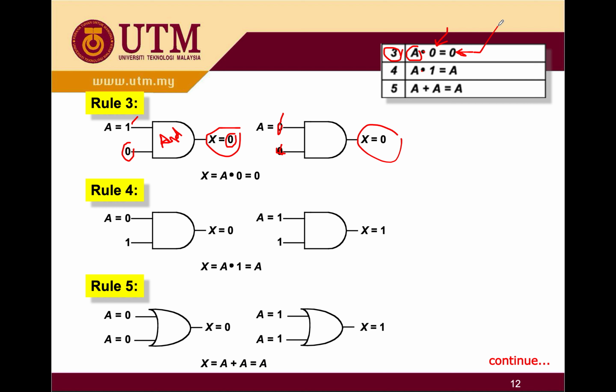And then rule number 4, still under multiplication, the AND gate, similar, only you change the other input to be 1. So you can see over here, again, I just repeat because I don't know whether you still remember it or not.